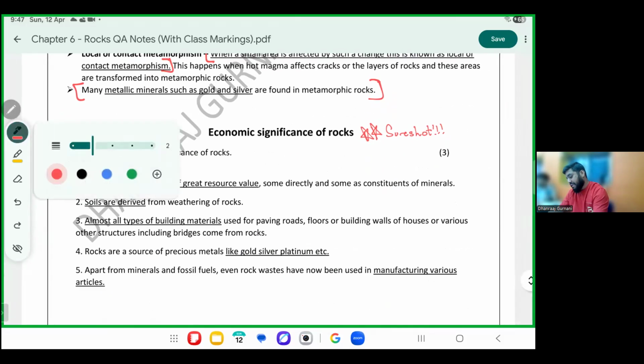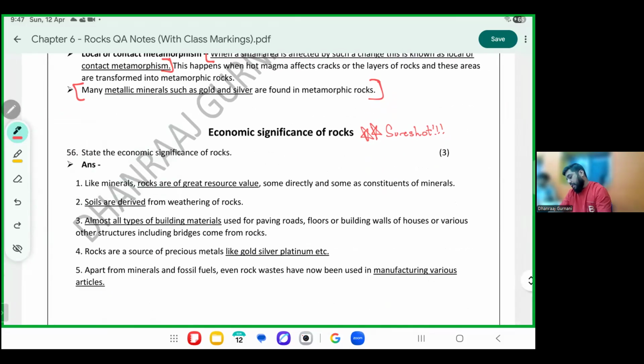Let's mark economic significance. Like minerals, rocks are of great resource value. Some directly and some constitute minerals. Rocks are made out of minerals. Example, any kind of mineral. Rocks also give you metals. Example, gold, silver in your case, which you asked.